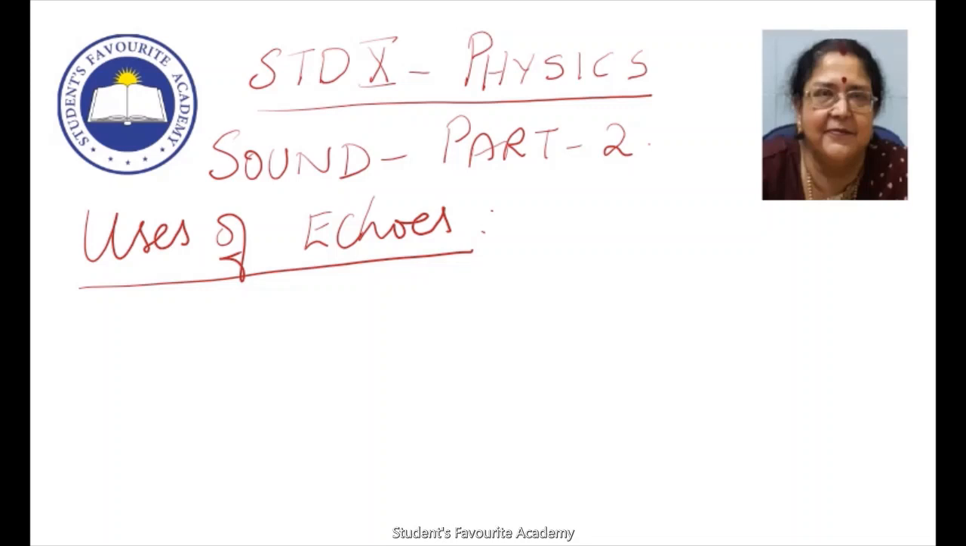Uses of echoes. Echo has many applications, sound ranging and echo depth sounding, and let us discuss them one by one. Ultrasonic waves, that is frequency above 20 kilohertz, are more energetic than audible sound. So the properties of ultrasonic waves you must know: they can travel undeviated through a long distance, they can be confined to a narrow beam, they can be made to travel in a narrow beam, and they are not easily absorbed in a medium.